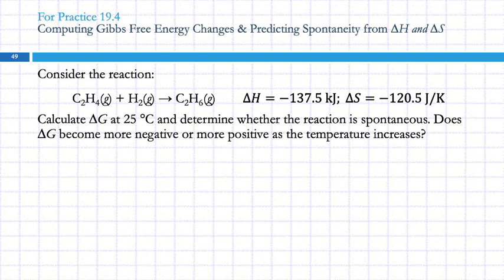So consider this reaction. Calculate delta G at 25 degrees Celsius, and determine whether the reaction is spontaneous. Does delta G become more negative or more positive as the temperature increases? So we're given the information that we need. We need delta H and delta S. And so the Gibbs free energy, delta G, is equal to delta H minus T delta S.